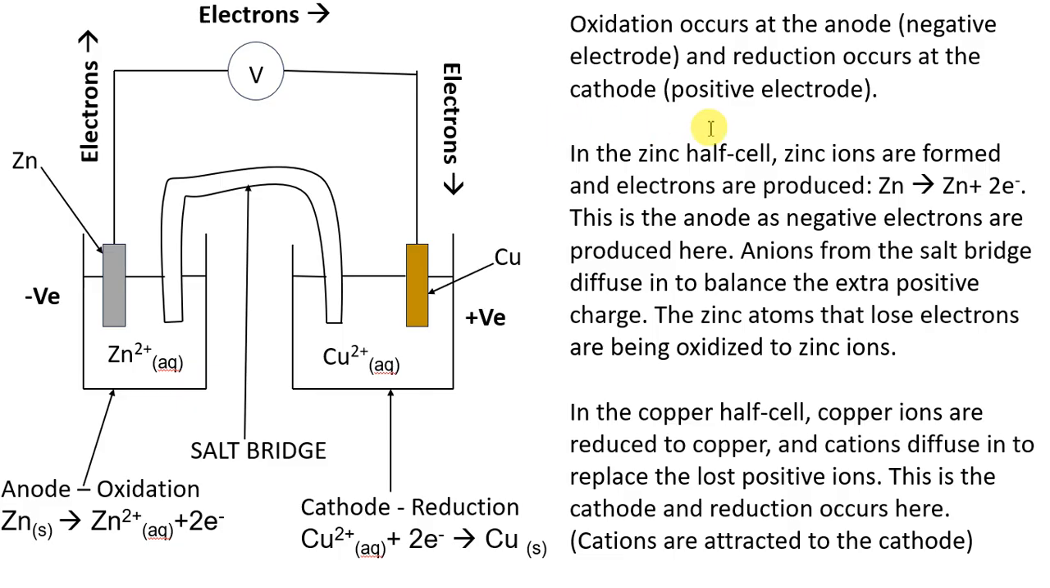Reduction occurs at the cathode, the positive electrode. Looking at the copper half cell, copper ions here are reduced to copper. They're accepting electrons that have moved around the external circuit from the zinc half cell. The electrode is positive because positive cations are attracted there. It's the cathode.